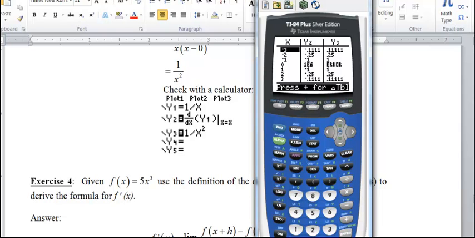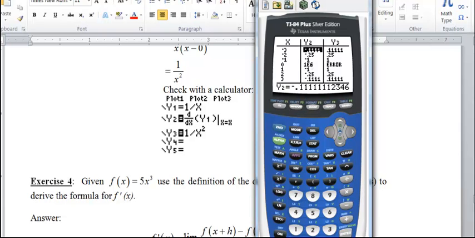But notice the symmetric difference quotient actually came up with some kind of number there, which may or may not make any sense. Okay, in this case it doesn't make any sense. So that was just an error there, something the calculator said that was wrong.